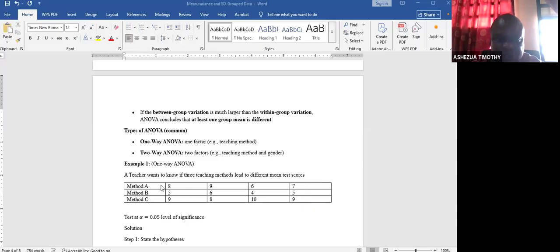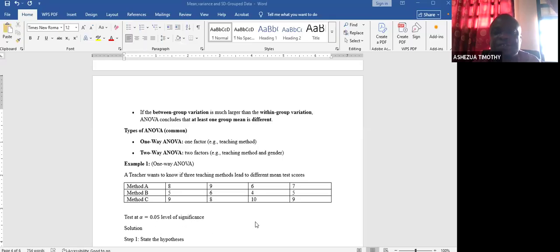A teacher wants to know if 3 teaching methods lead to different mean test scores. Method A has 8, 9, 6, and 7. Method B has 5, 6, 4, 5. Method C has 9, 8, 10, 9. So we are required to test at 0.05, that's 5% level of significance.